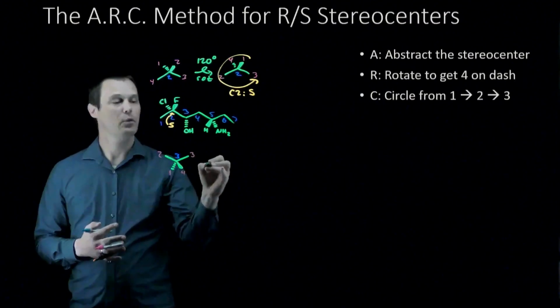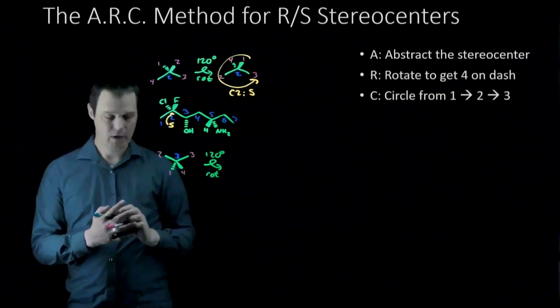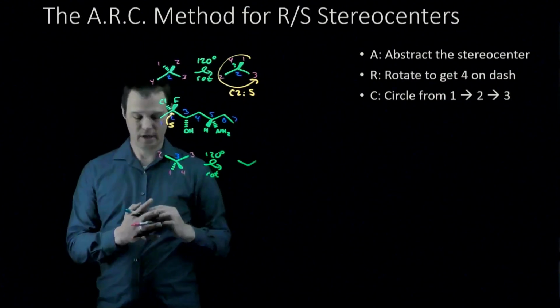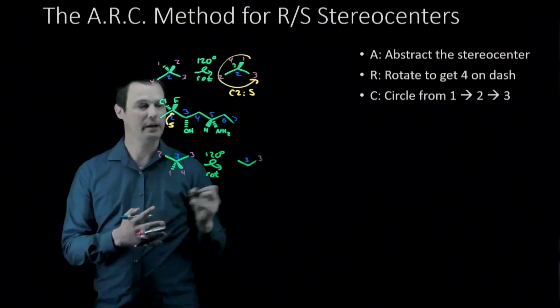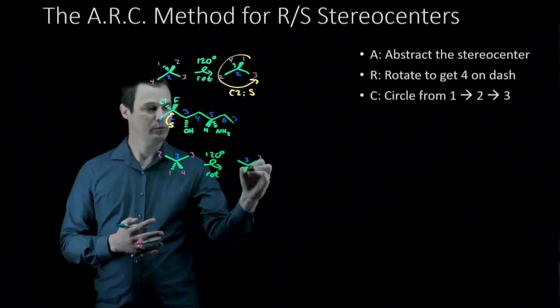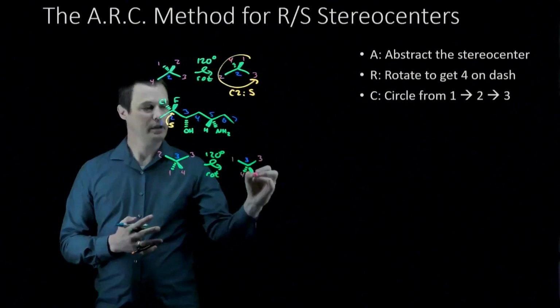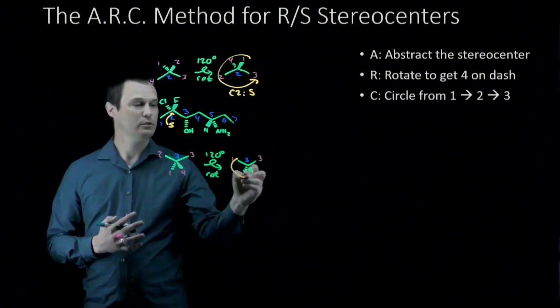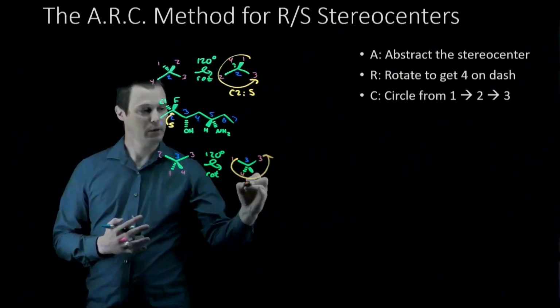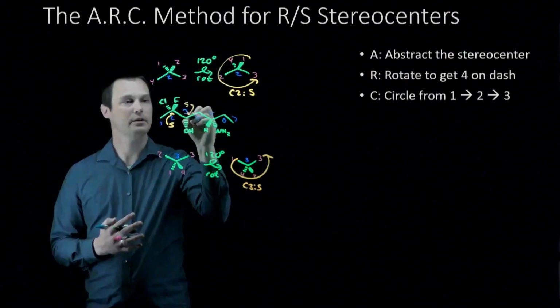Number 4 is on the wedge, so I can do a 120-degree bond rotation to bring number 4 on the dash. Again, I'll hold number 3 constant and rotate the other groups so that the number 4 group will be on the dash. That will bring number 4 on the dash, number 1 in the plane, and number 2 on the wedge. Carbon number 4 has served its purpose, so now I can circle from 1 to 2 to 3. This is also a counterclockwise circle, so carbon 3 is an S stereocenter. This is an S stereocenter.